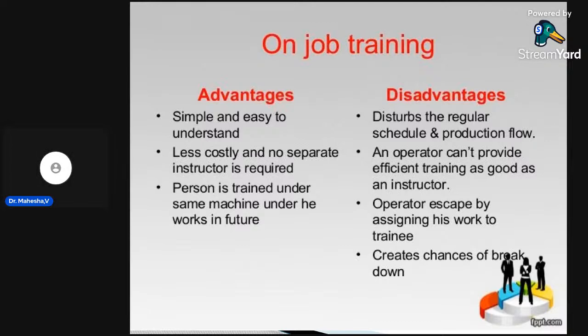What are the disadvantages? Unfortunately, it is also not free from certain limitations. It disturbs the regular schedule and production flow. Sometimes it will be disturbing the, what we call, regular work schedules.